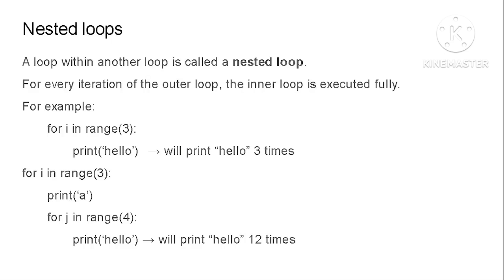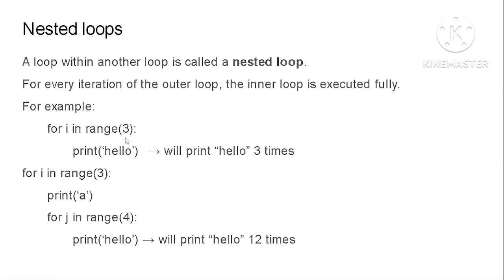So for every iteration of the outer loop, the inner loop will be executed completely. For example, you have given the outer loop 5 times and the inner loop 4 times. For every outer loop, the inner loop will be done 4 times. Right? I'll show you an example. Look at a simple normal for loop. For I in range of 3, print hello. What will this do? For I in range of 3 will generate numbers 0, 1, 2, which means hello will be printed 3 times.